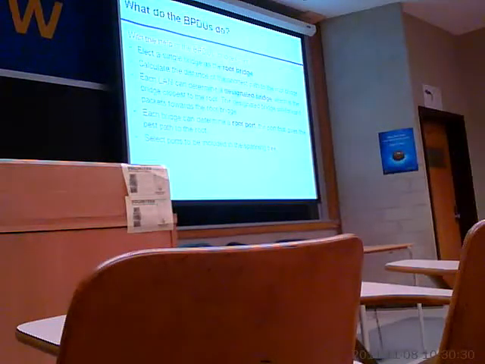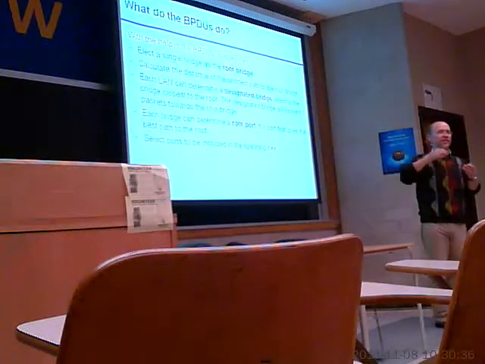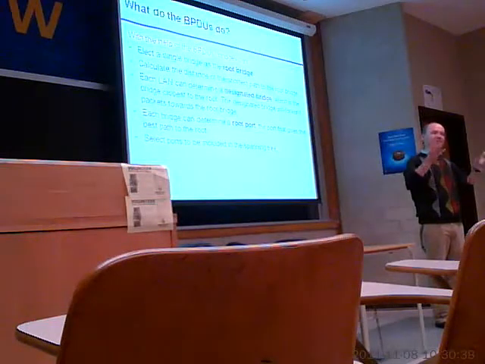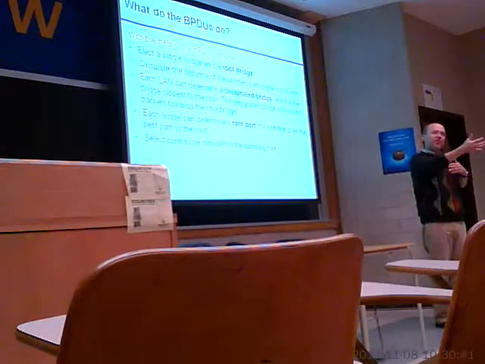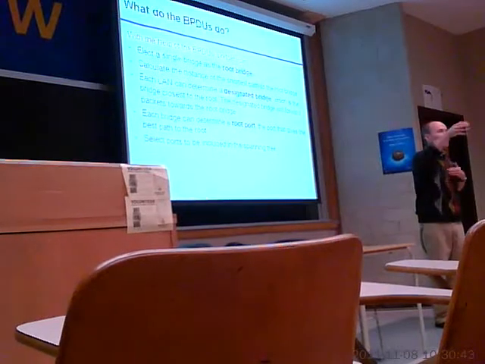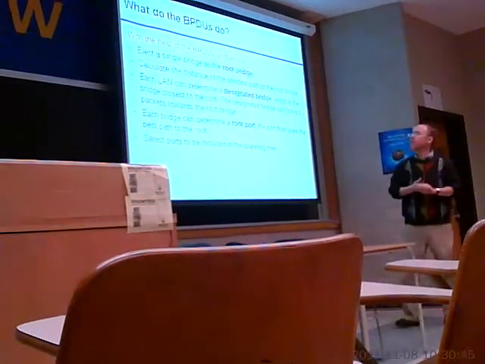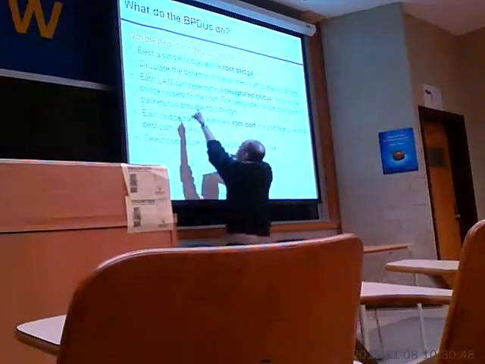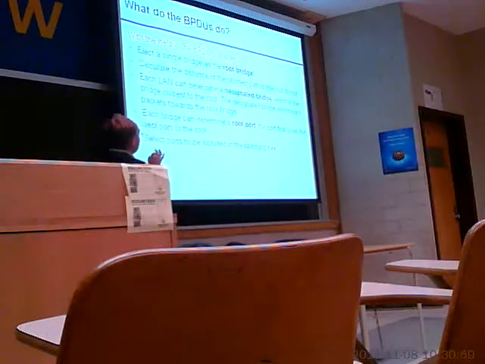Then the bridges use the BPDUs to calculate the distance of the shortest path to the root. The root of the tree is called, and again a little bit more technical, the root bridge. And you see that the cost is sent in the messages. So if I receive a message from some other bridge, I add a 1 to it, and that's my cost to the root.